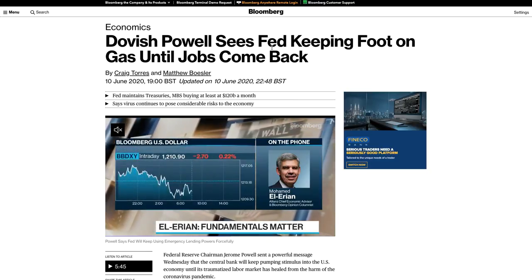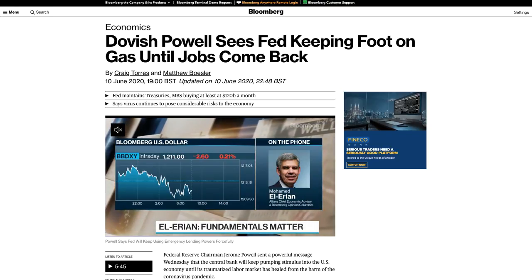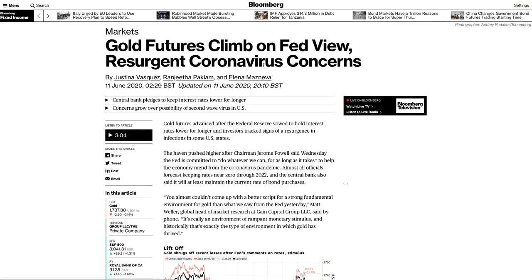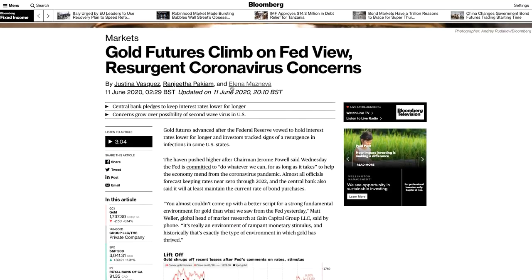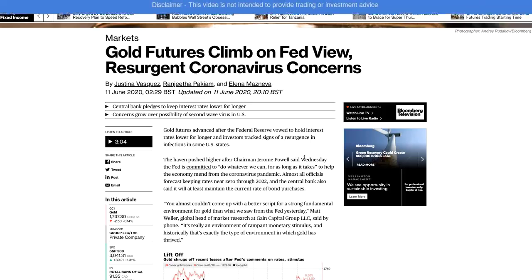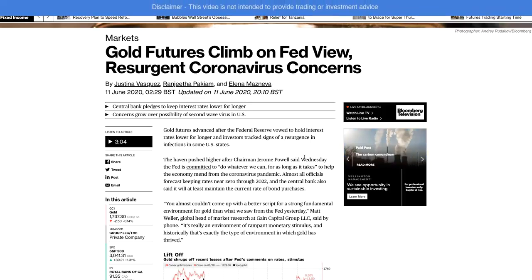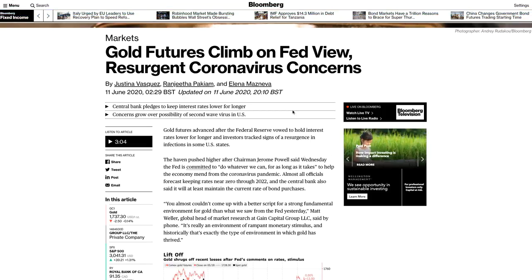A beneficiary of everything that is going on currently with all the money printing is gold. Gold futures climb on Federal Reserve view, resurgent coronavirus concerns. Central bank pledges to keep interest rates low for longer, and concerns grow over the possibility of a second wave of the virus in the US, and really I think around the world. So in times of crisis, money tends to move into safe haven assets. One of those safe haven assets is gold. So potentially, again, a trade idea right there for you.